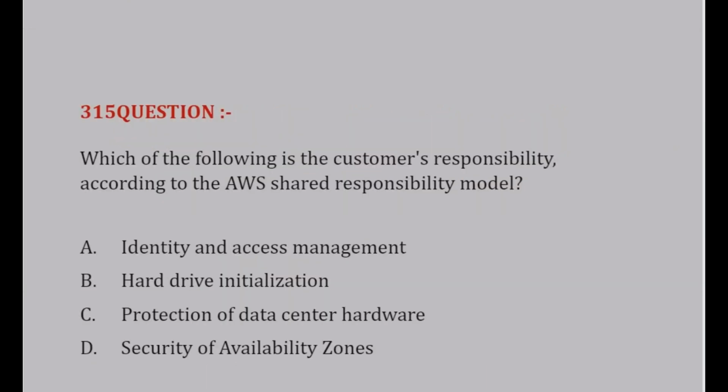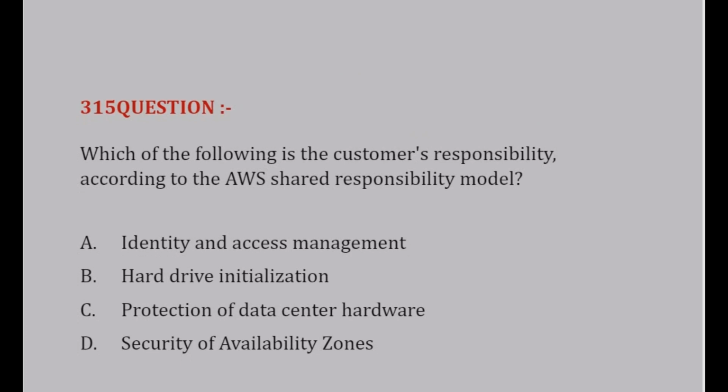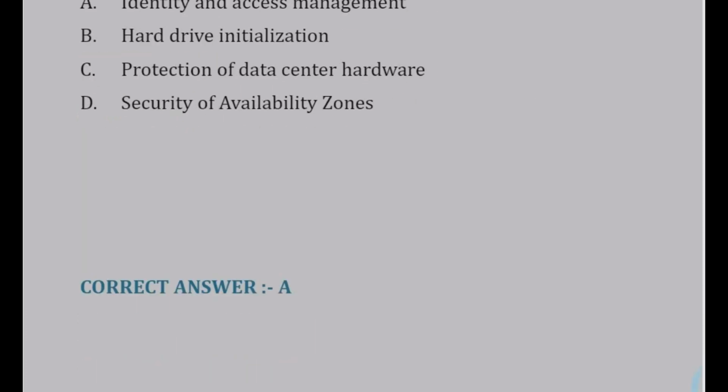Question is, which of the following is the customer's responsibility according to the AWS shared responsibility model? Option A, identity and access management. Option B, hard drive initialization. Option C, protection of data center hardware. Option D, security of availability zones. Correct answer is option A.